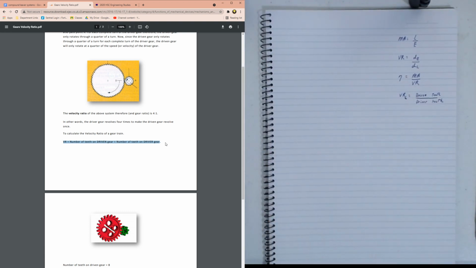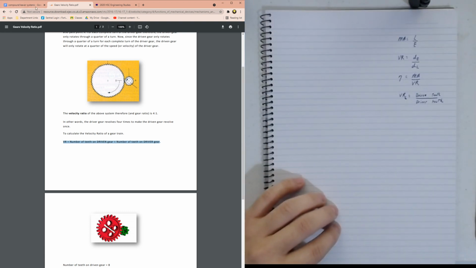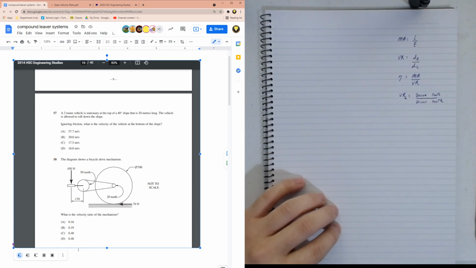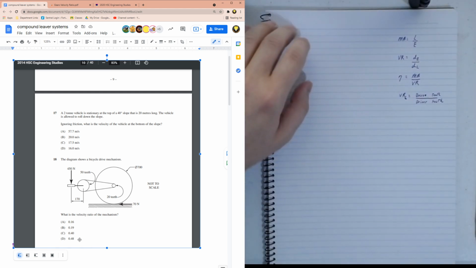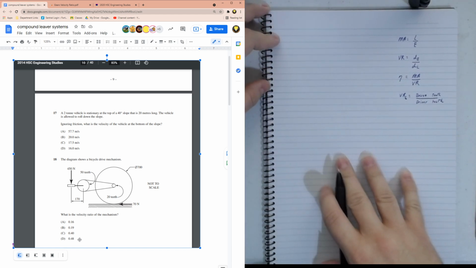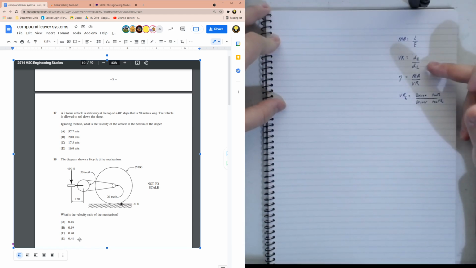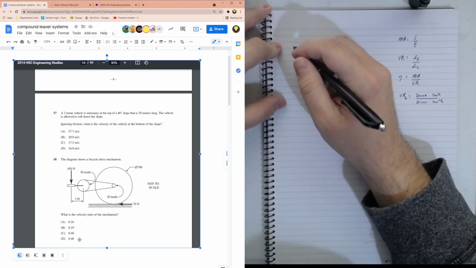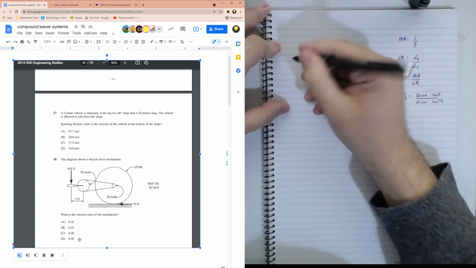Okay, so let's go back to our question over here. The first thing we're going to find is our velocity ratio. So when we have a system of compound gears, we could already find a formula of the velocity ratio of a single gear because we have dE over dL. When we have a compound system of gears, right? So this isn't a compound system of gears. This is just a compound system.